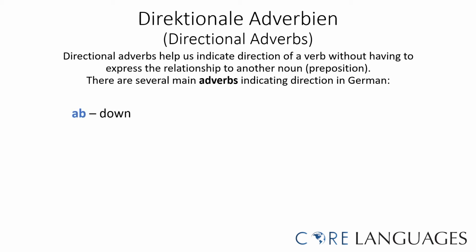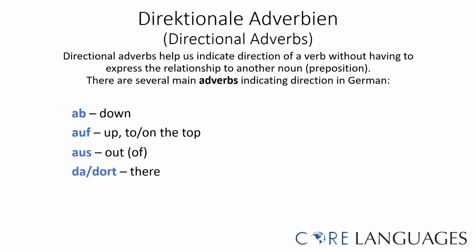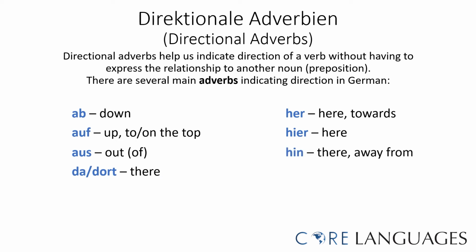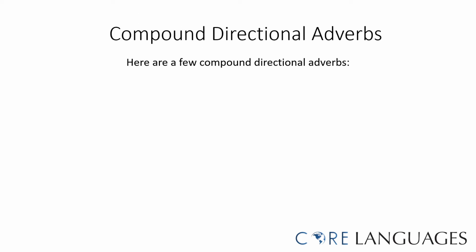Ab, which means down. Auf, which means up, or to, or on the top. Aus, out of. Da or dort, there. Her, here or towards. Hier, here. Hin, there or away from. Unter, down. There are also compound directional adverbs.